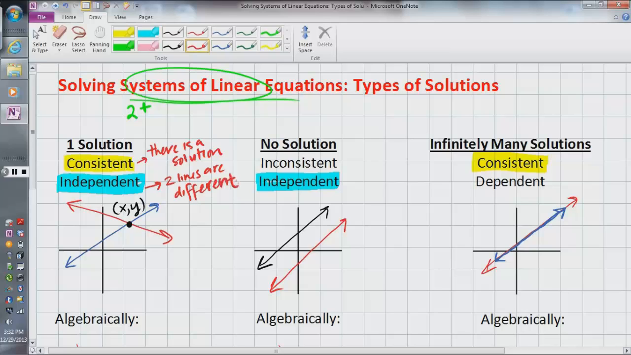And that's going to wrap up the different types of solutions you have for solving systems of linear equations.